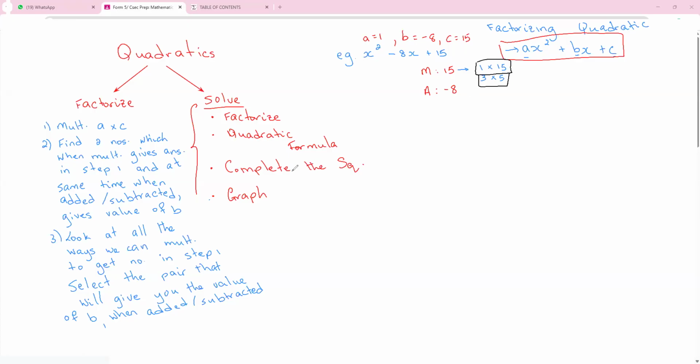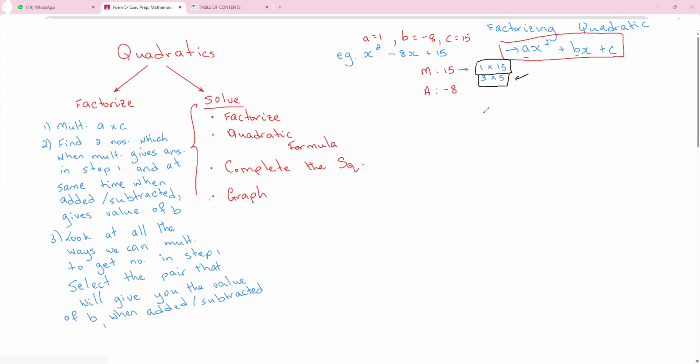Now, 1 add 15 is not 8, nor is 15 minus 1. However, I could add 5 and 3 to make 8. So we're going to be using this pair. So using the pair that when multiplied will give me 15, and when added or subtracted will give me 8.